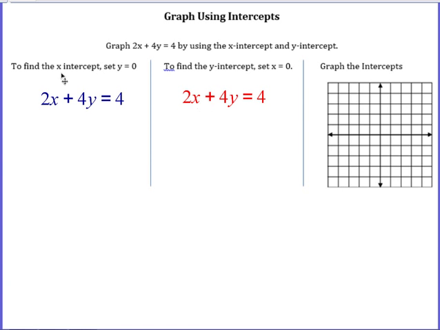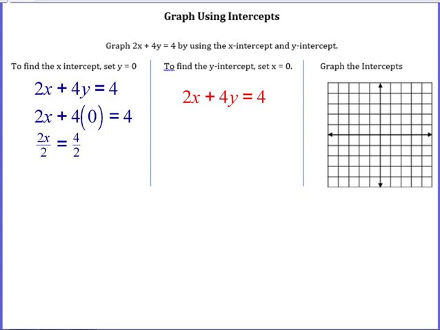So to find the x-intercept, I'm going to set y equal to 0, because for my x-intercept, the y-coordinate is 0. So I'm going to take the original equation and substitute 0 in for y. When I go to solve this, 4 times 0 is 0, so that plus 0 would cancel everything out, and I just have 2x left over here. Then to solve this, I'm going to divide by 2 on both sides, and when I do that, I get x equals 2. So that means my x-intercept is at (2, 0).